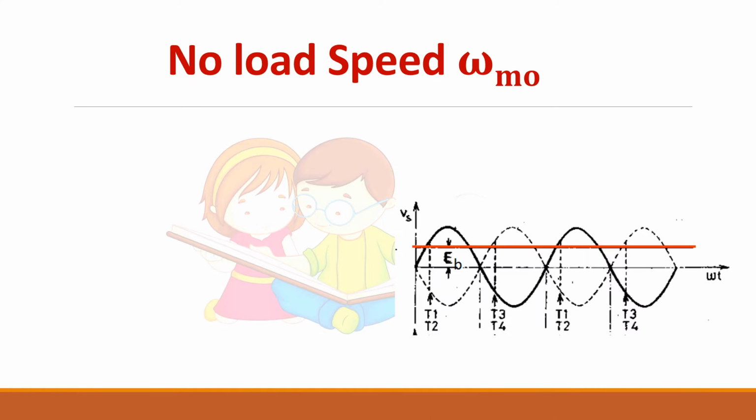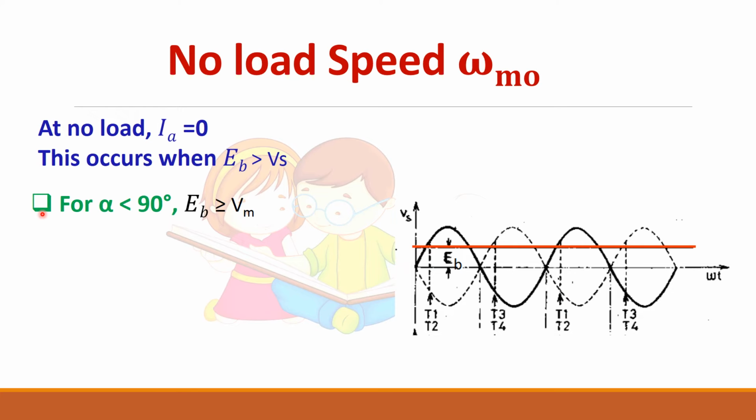Now we will find the no load speed for both rectifier and inverter mode of operation. What is the no load condition? It means that the armature current is 0, which means that none of the devices are conducting. We have already seen that when the supply voltage is less than the back EMF, devices will not conduct because they will be reverse biased.